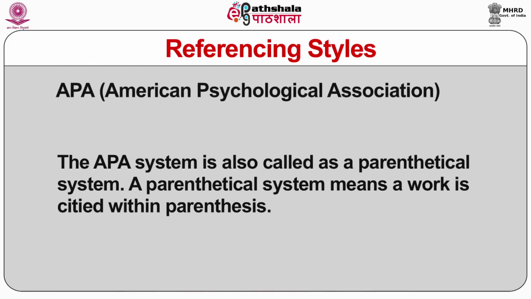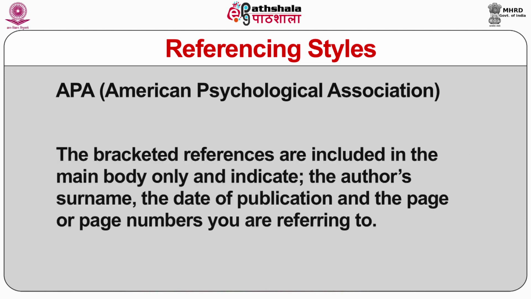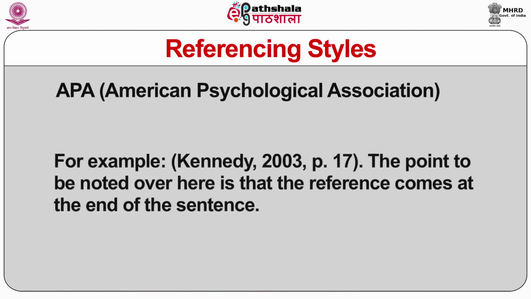The APA system is also called a parenthetical system. A parenthetical system means a work is cited within parentheses. Bracketed references are included in the main body only and indicate the author's surname, the date of publication, and the page or page numbers you are referring to. For example, within brackets, Kennedy, 2003, p. 17, that is page 17. The point to be noted over here is that the reference comes at the end of the sentence.